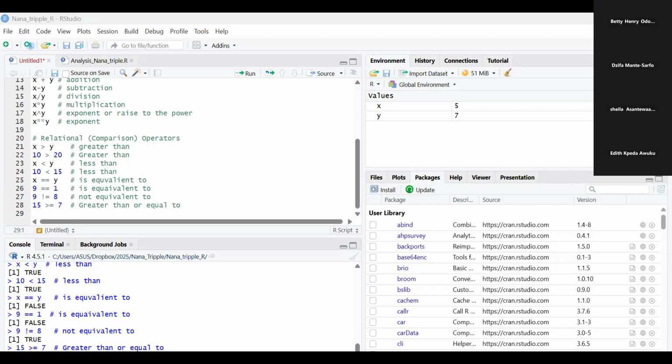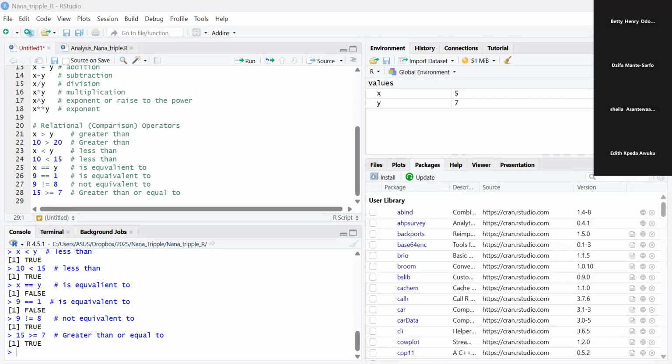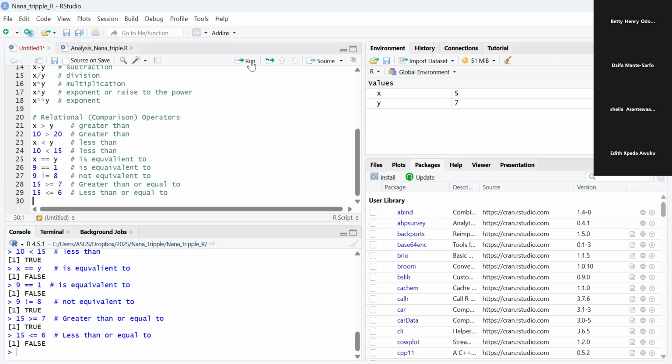The next one is what? Less than or equal to. Which one comes first? Less than. So we start with 15 is less than or equal to maybe 6. And R will tell me it is false because 15 can never be less than 6 or equal to 6. Can I move on, please? Any question?